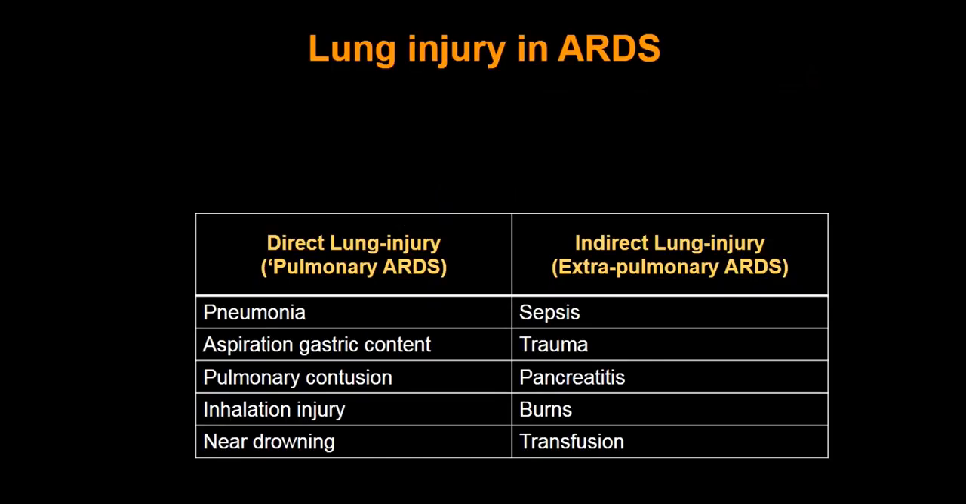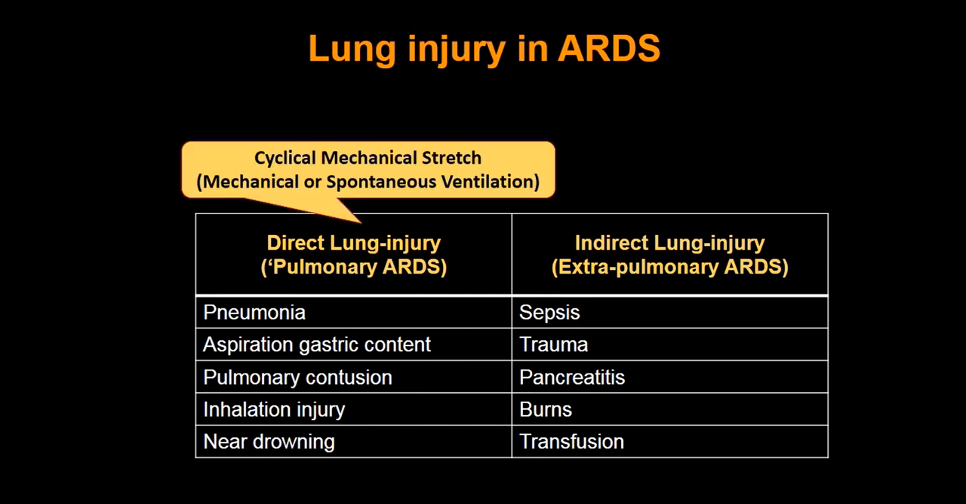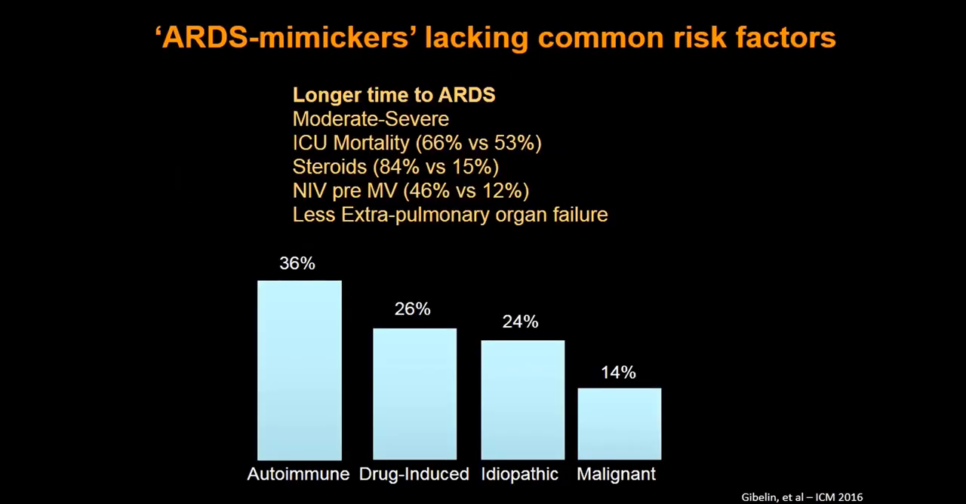Now, do you remember the first criterion was less than 1 week of a known clinical insult? And this is what we recognize as the known clinical insult. We know there is a direct pulmonary injury, which we call pulmonary ARDS, and an indirect one. And as the previous talk was mentioning, we mustn't forget that we're adding a secondary insult through mechanical ventilation, and that's due to the cyclical mechanical stretch.